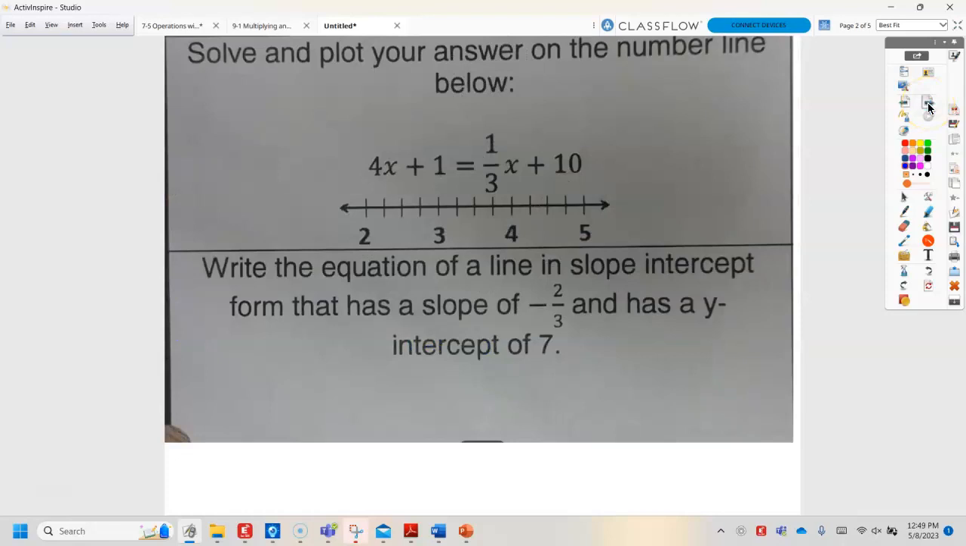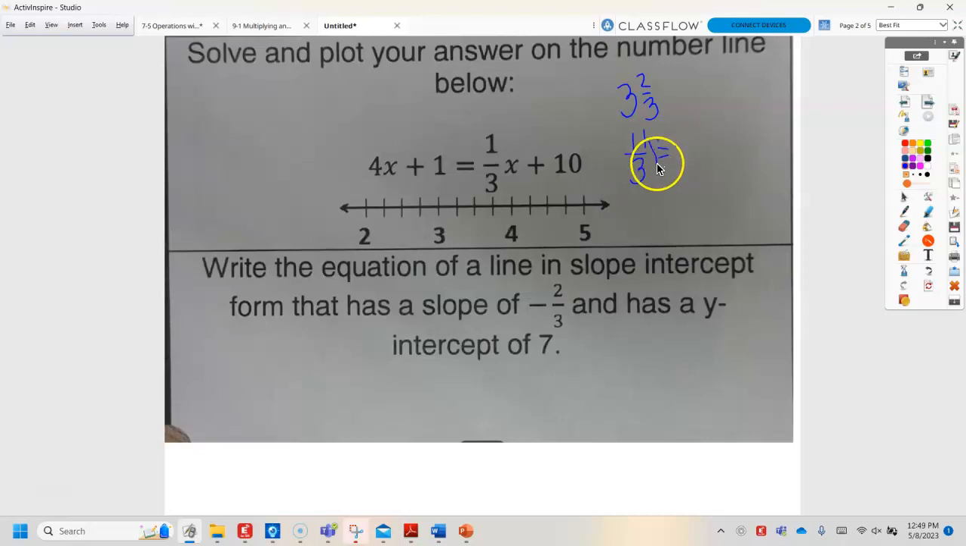And then it says solve and plot your answer on the number line. So when you are solving, you're getting x's on one side and all of the numerical pieces on the other. So we're going to subtract 1/3 from 4. So it's going to leave you with 3 2/3. If you were to write that as an improper, then that's 11/3.